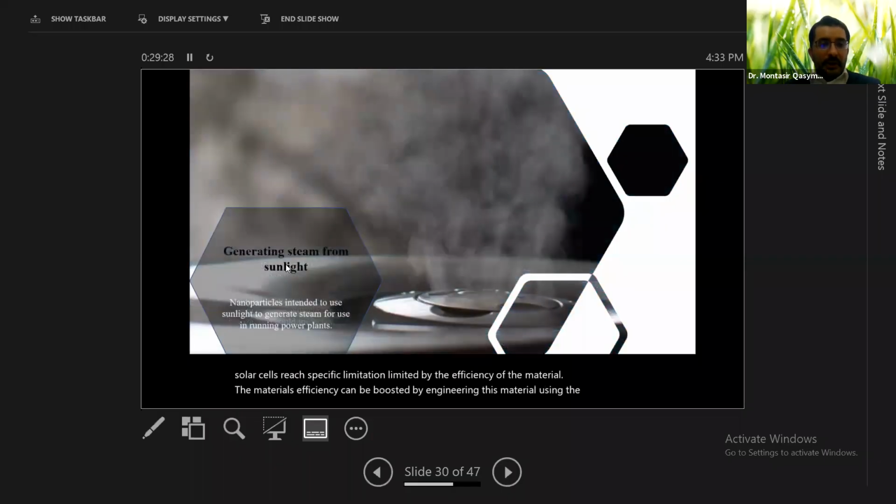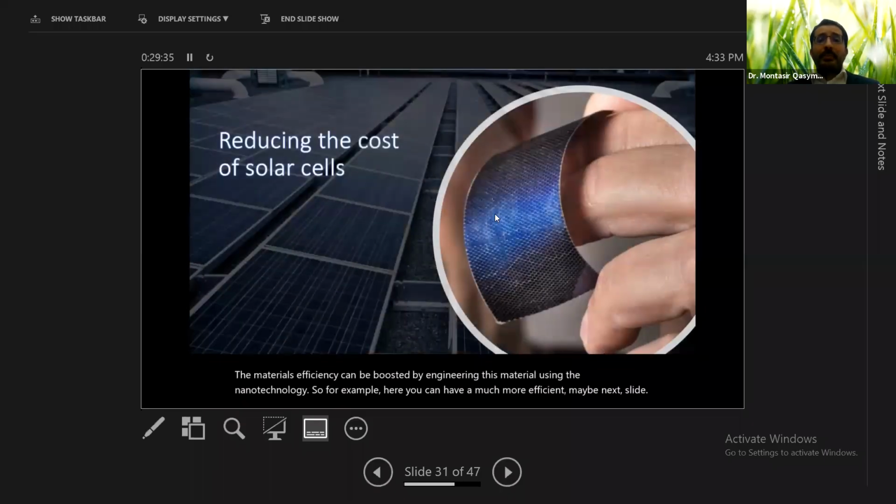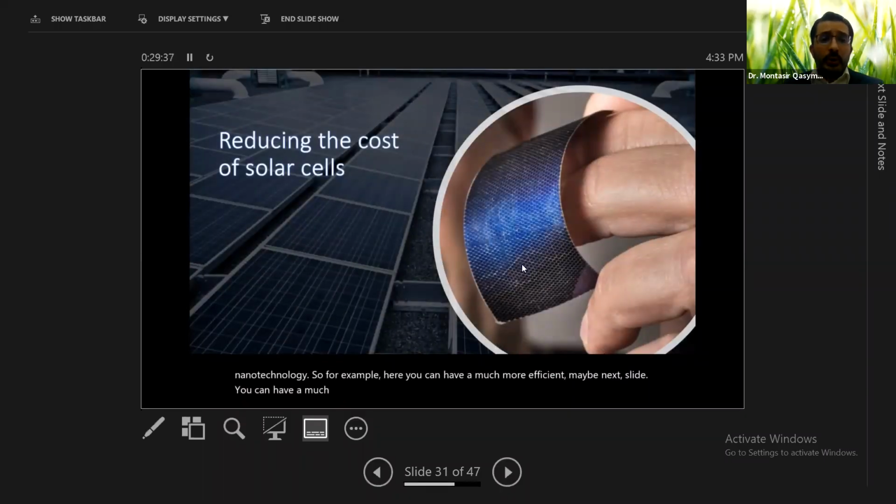So, for example, here, maybe next slide, you can have much more efficient and much more reduced cost solar cells using nano-based material. It will be more efficient, it will produce more electricity using the same amount of radiation, being subjected to the same amount of sun radiation. It could be flexible, so it can be properly maintained everywhere.